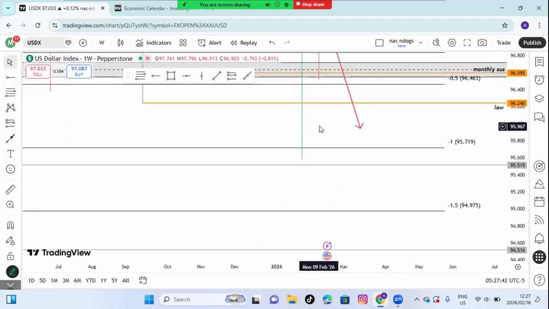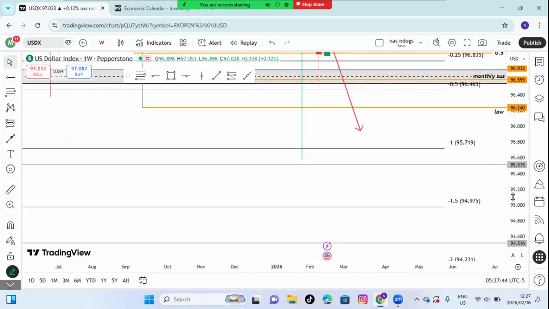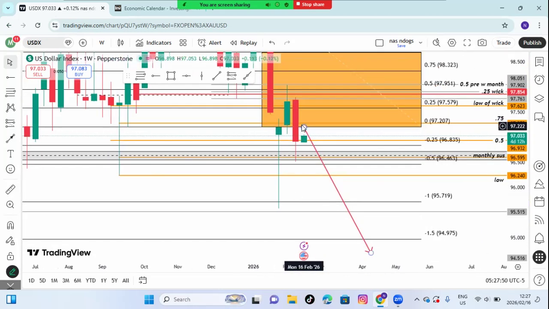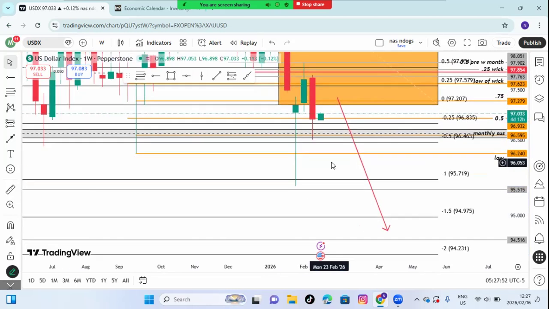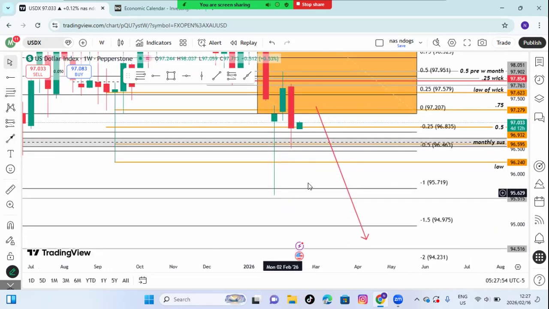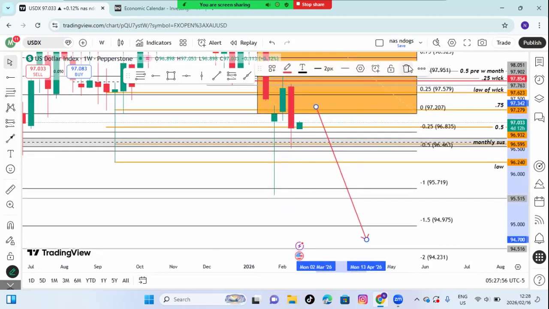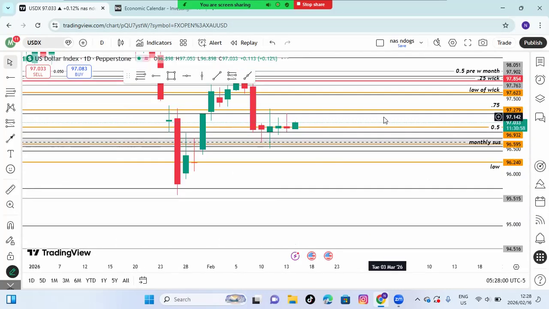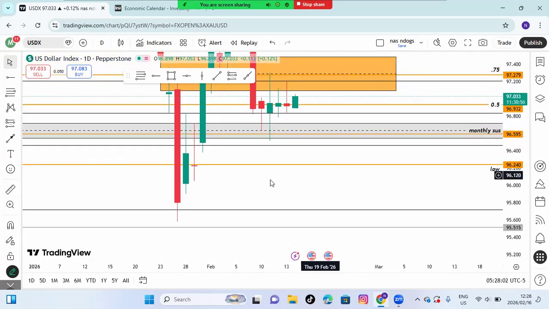And then eventually, we'd like to see it coming here, right? That's the US dollar index. We'd like to see that. Let me go on the daily time frame. We're bearish for the DXY.